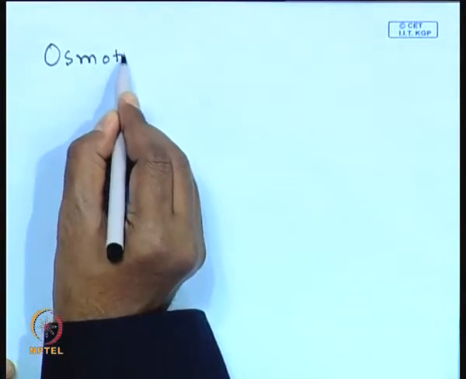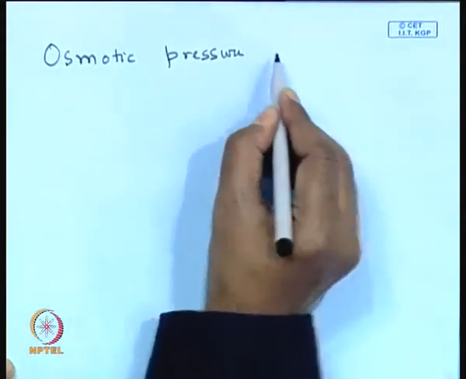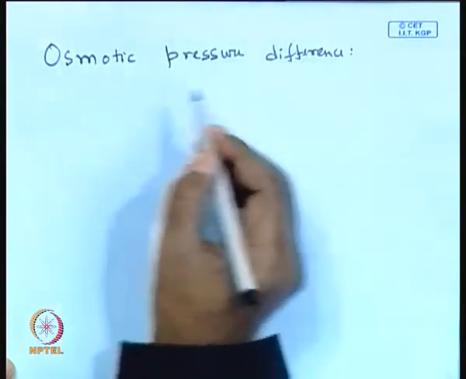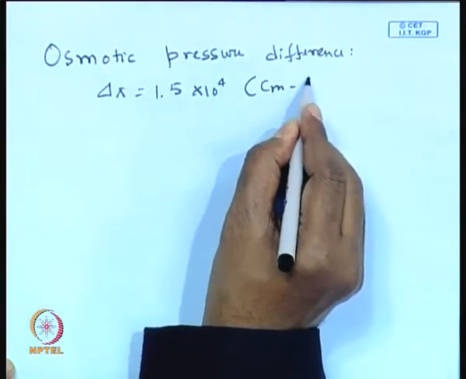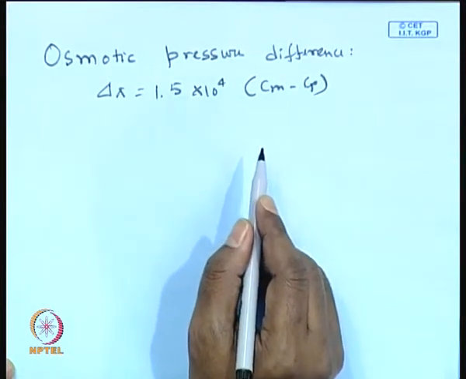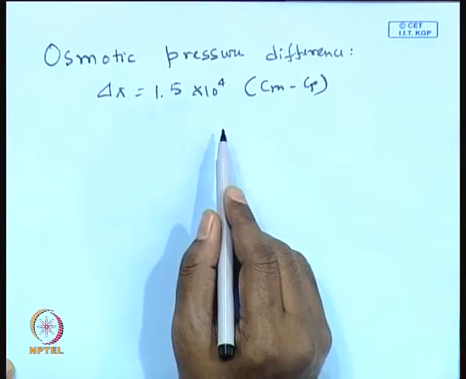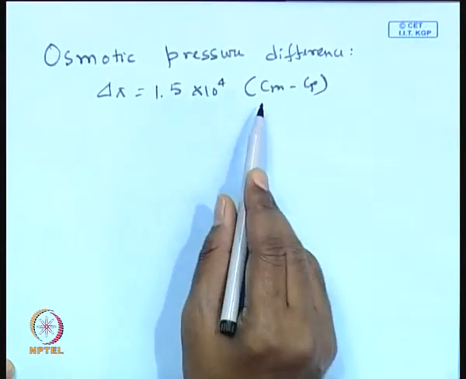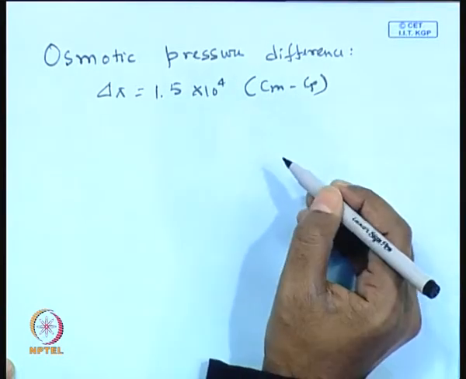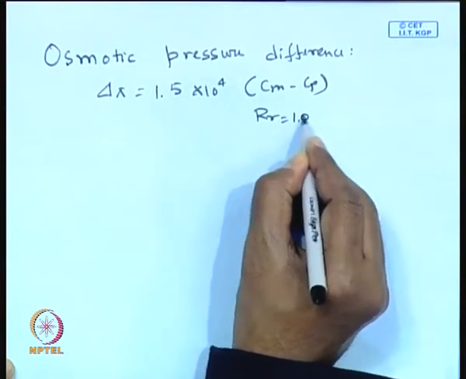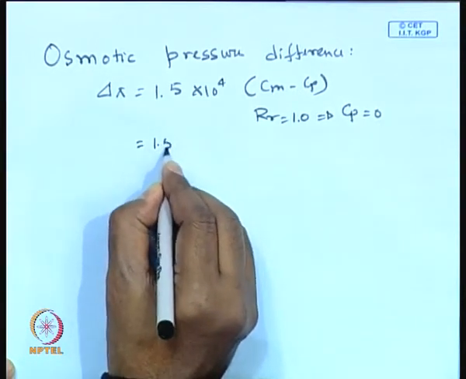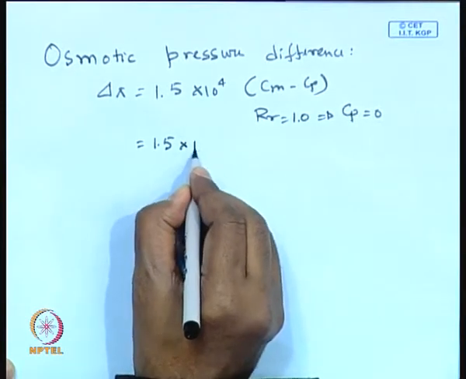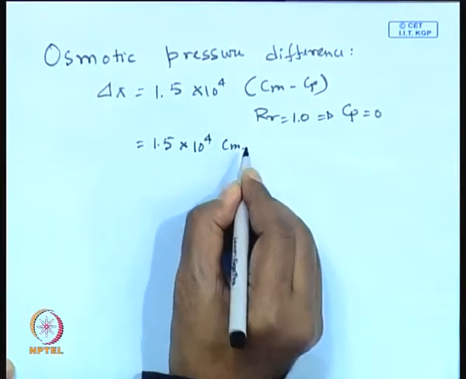The osmotic pressure difference, delta pi, is 1.5 into 10 to the power 4 times (cm minus Cp). It is basically pi at the membrane surface minus pi at the permeate stream. Since pi is given as a linear function of concentration, this will be 1.5 into 10 to the power 4 times (cm minus Cp). Since Rr is equal to 1, your permeate concentration Cp will be equal to 0, so delta pi will be nothing but 1.5 into 10 to the power 4 times cm, right.